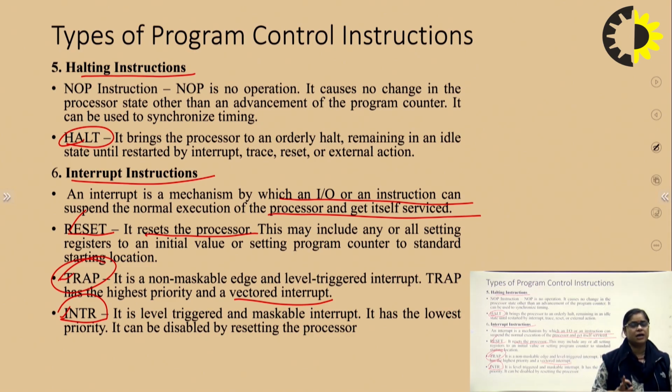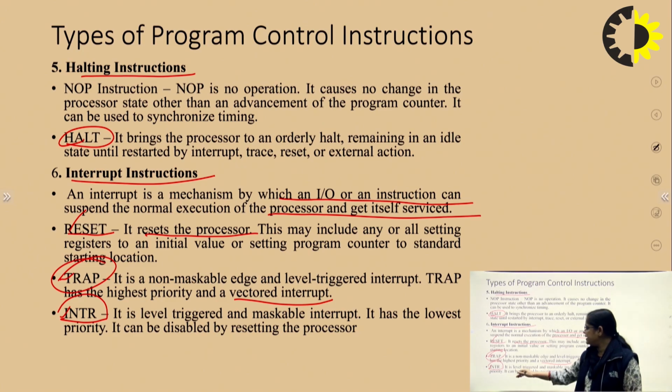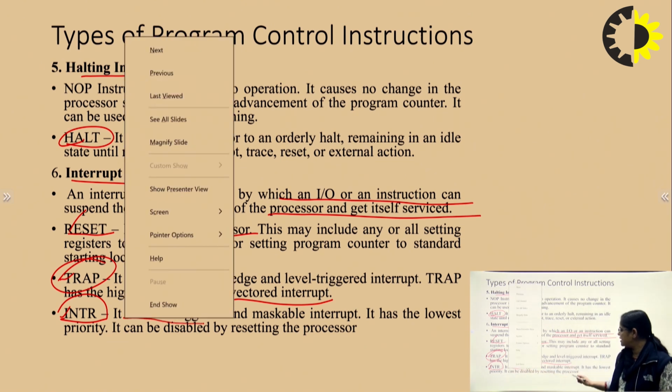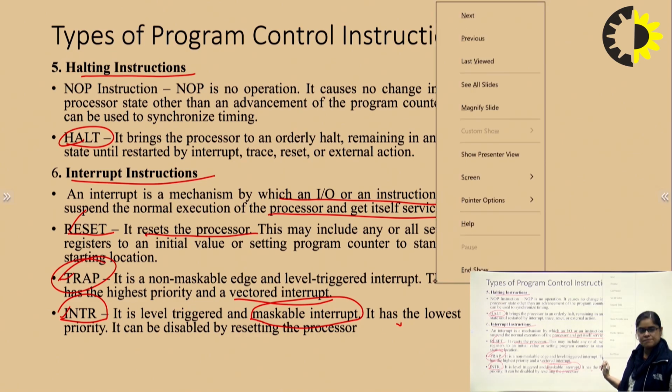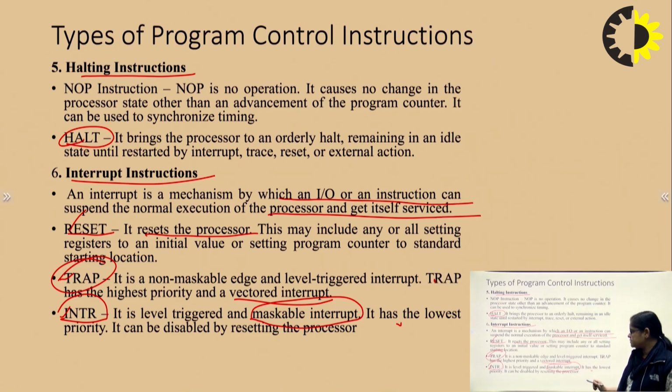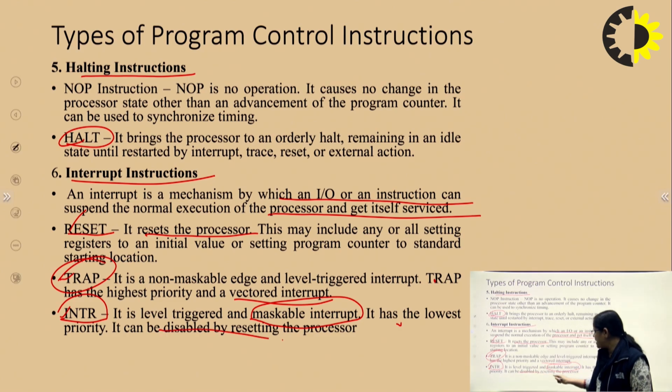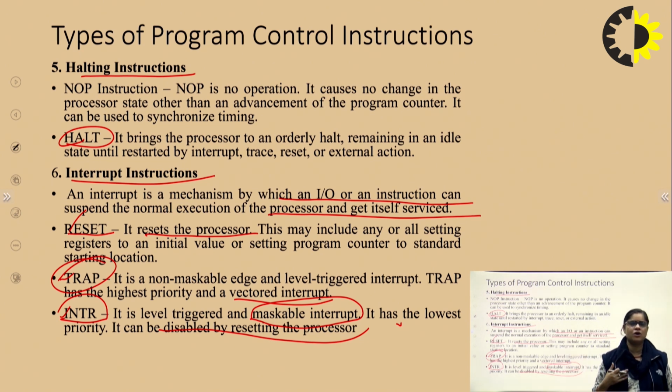Now, when I am talking about the INTR, it is level triggered and it is maskable. Again, there are two types of interrupts, maskable and non-maskable. So INTR is level triggered, and you have to keep in mind that it is a maskable interrupt and it has the lowest priority. For trap it is the highest priority, but for INTR it is the lowest priority, and it can be disabled by resetting the processor. So when you are resetting the processor, we can disable this kind of interrupt. So these are the types of program control instructions that we have to keep in mind when we are executing certain tasks, right?